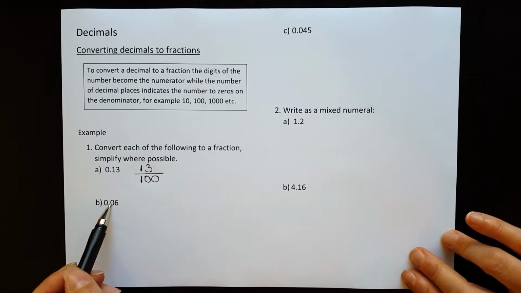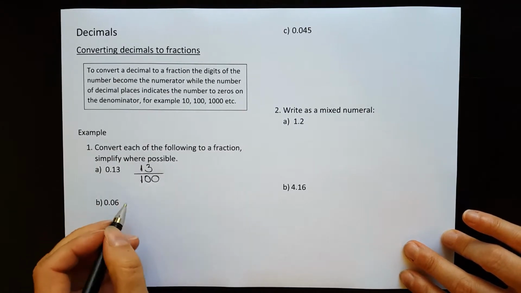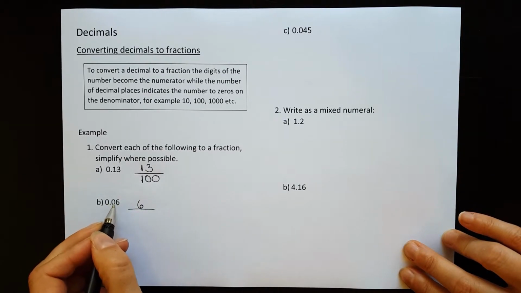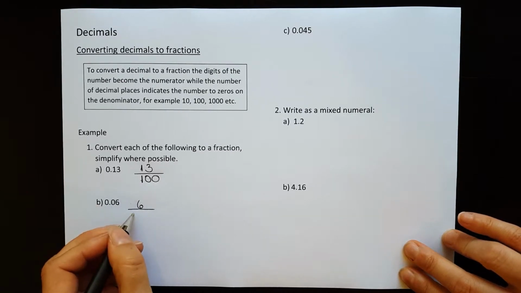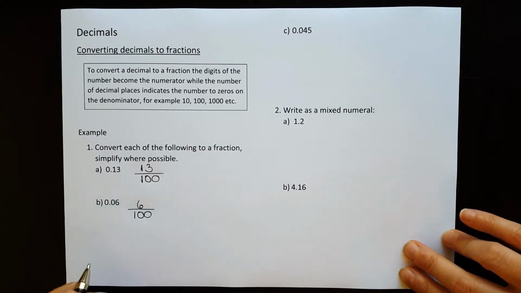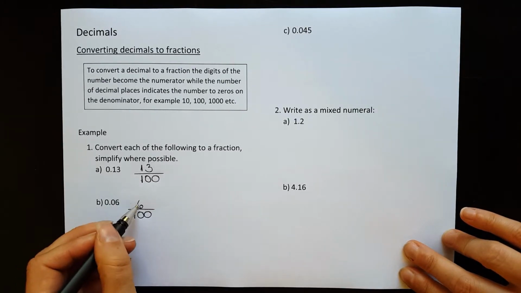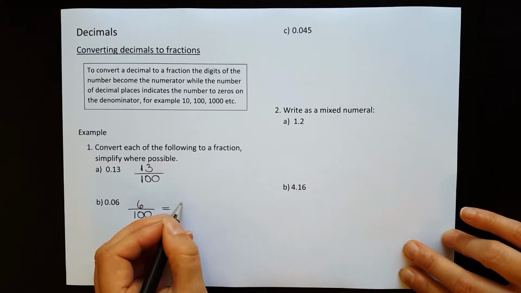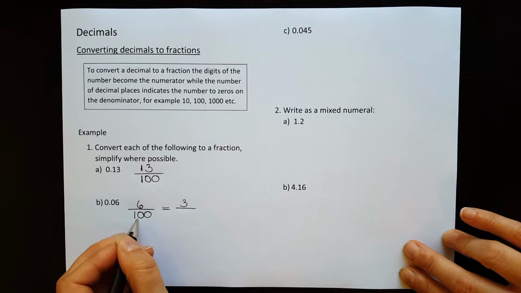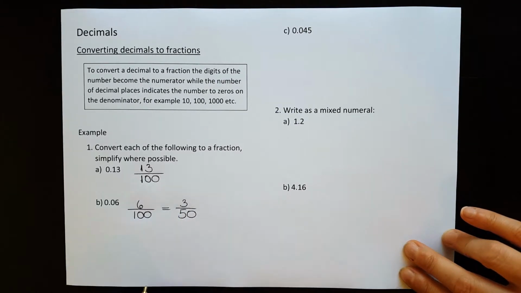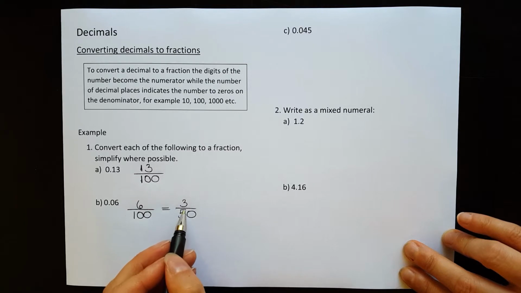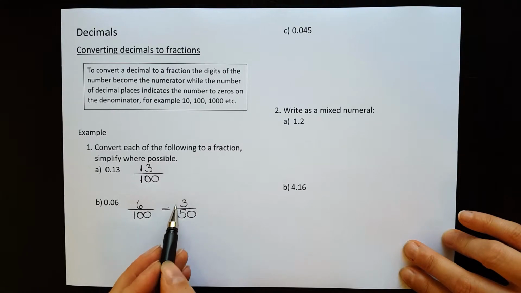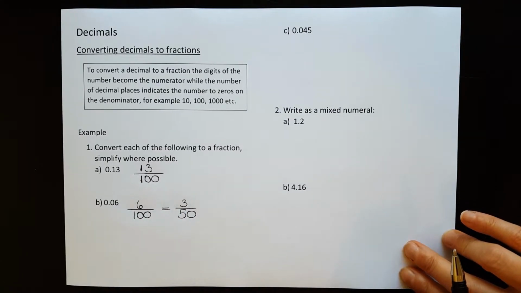In B, the number that I have here is a 6. It's going to be the number on the numerator. There are 2 decimal places in this question, so that again means that it's going to be over 100. Now, if I look at those numbers, 6 and 100, I can divide both of those numbers by 2. If I divide 6 by 2, I get 3, and 100 divided by 2 is 50. So this is just a slightly more simplified version of this fraction. Now 3 is a prime number, and I can't divide 50 by 3, so that is as simplified as I can make it.